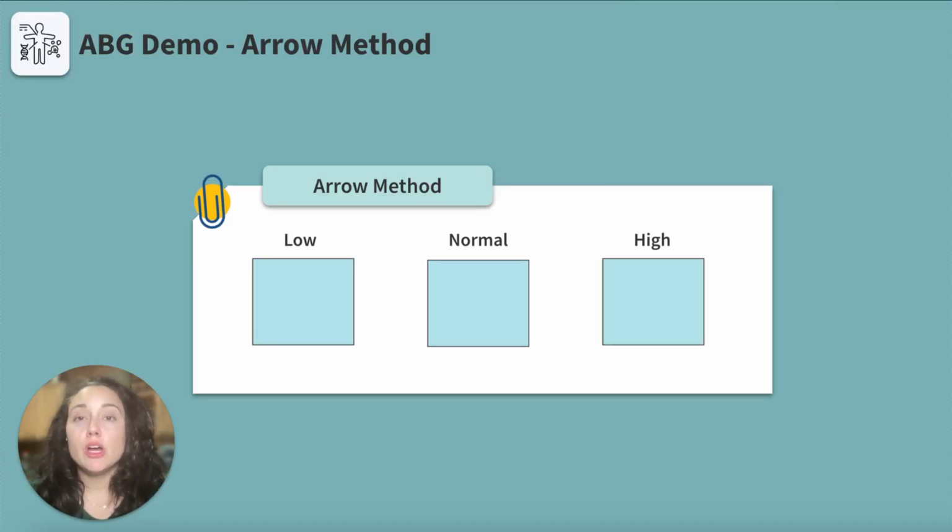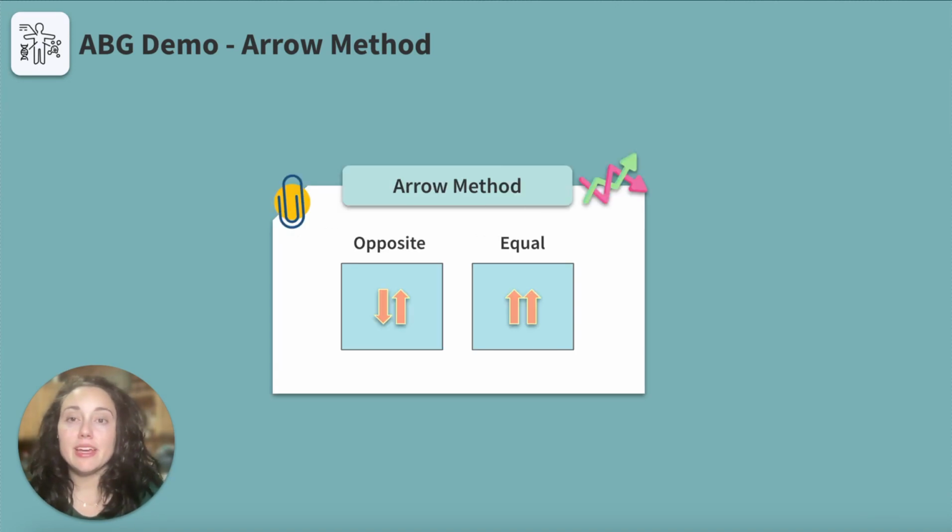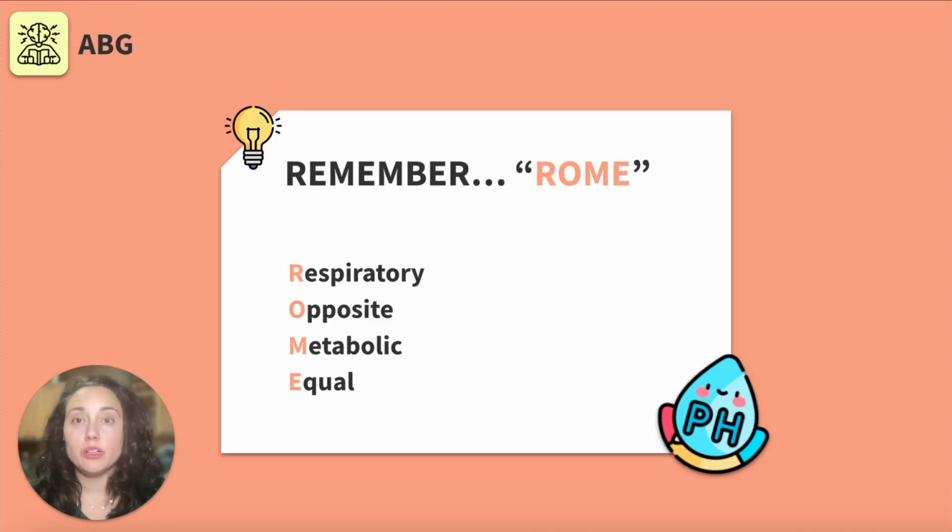When we talk about ROME, we'll use arrows to represent whether a given value is low, normal, or high. If the arrows point in opposite directions, we'll consider them the opposite in ROME. If the arrows point in the same direction, we'll consider them the equal in ROME. Using this method, we'll look through the pH, carbon dioxide, and bicarbonate values to determine if they are low, normal, or high. Based on their values, we'll draw the arrows. Based on where those values land, or where our arrows point, we can determine the client's acid-base imbalance and whether or not it's respiratory or metabolic in origin.